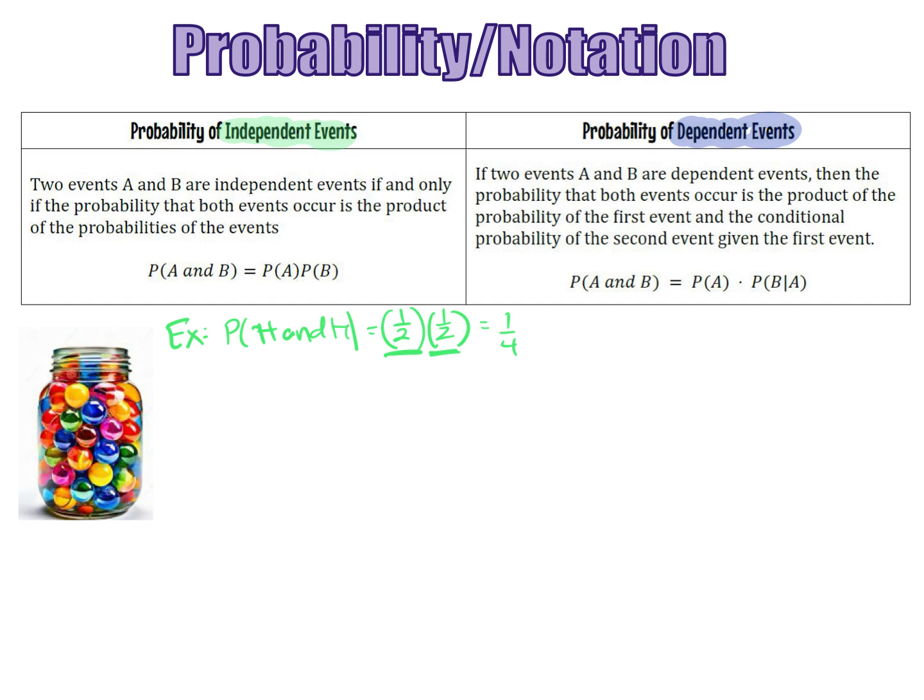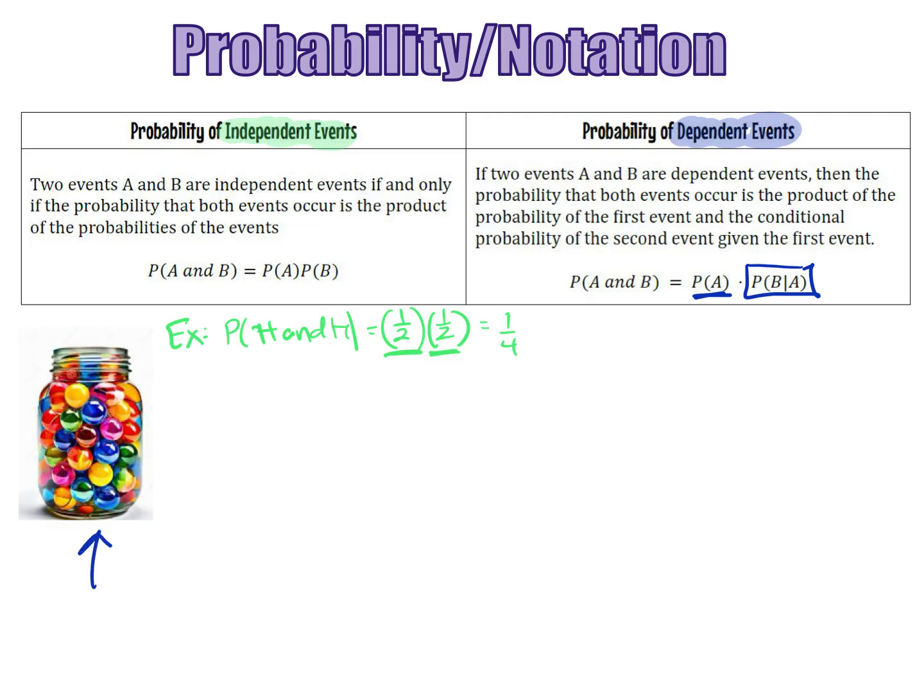Now this is different if we start talking about dependent events. If two events are dependent, then we would multiply the probability of the first one happening by the probability of the second one, knowing that the first one happened. So if we wanted to look at an example of dependent probability or conditional probability, we would need to look at something like a jar of marbles.